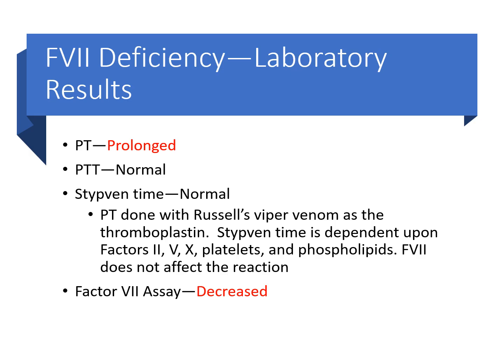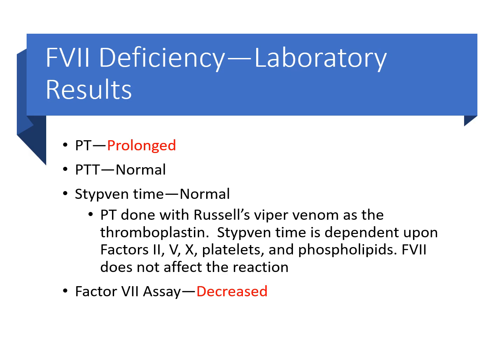So the way that a Stypven time works is we would do a PTT and we would utilize Russell's viper venom as the thromboplastin. And then the Stypven time is really dependent upon factors 2, 5, and 10, platelets, and phospholipids. So if you remember, I'm trying to remember if we've discussed this or not, but sometimes snake venom can be a catalyst for coagulation. And so utilizing that venom to stimulate coagulation and measure it is kind of helpful in some ways.